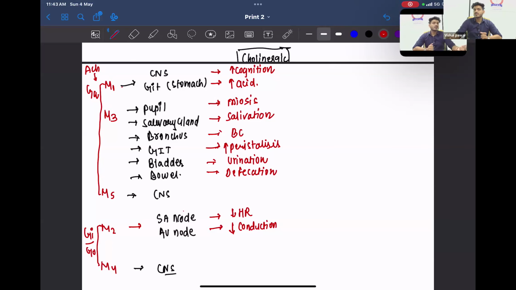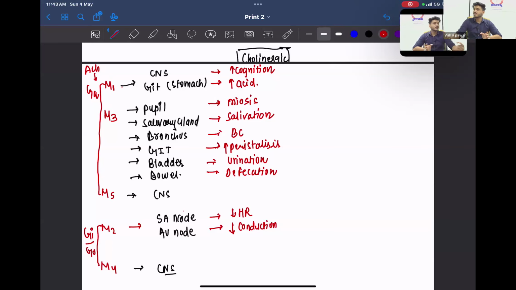Like organophosphate poisoning, which you study in pharmacology. What is the symptom of organophosphate poisoning? Is it a type of parasympathetic or sympathetic poisoning? Parasympathetic, cholinergic poisoning. Organophosphate is a cholinergic poison. What happens to the patient?